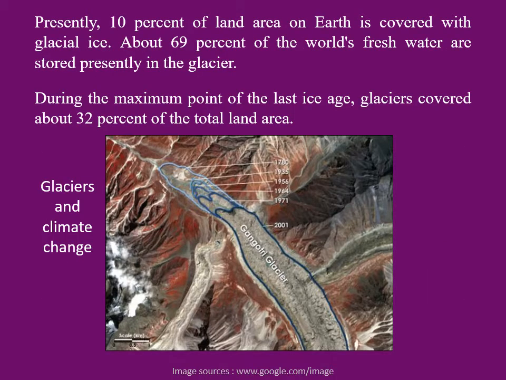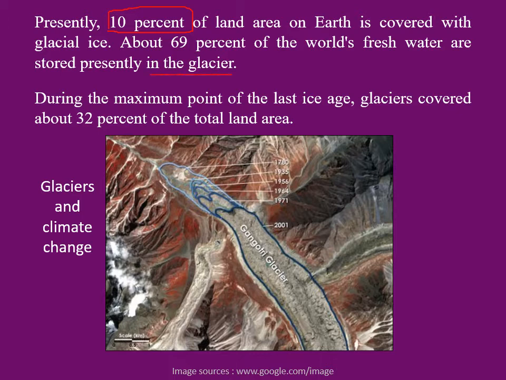Now, the glacial environment is not widespread at present. If we look at how much of the earth is covered with glacial ice, only about 10% of the total landmass of the earth at present is covered with ice, and about 60% of the world's freshwater is stored in glaciers.